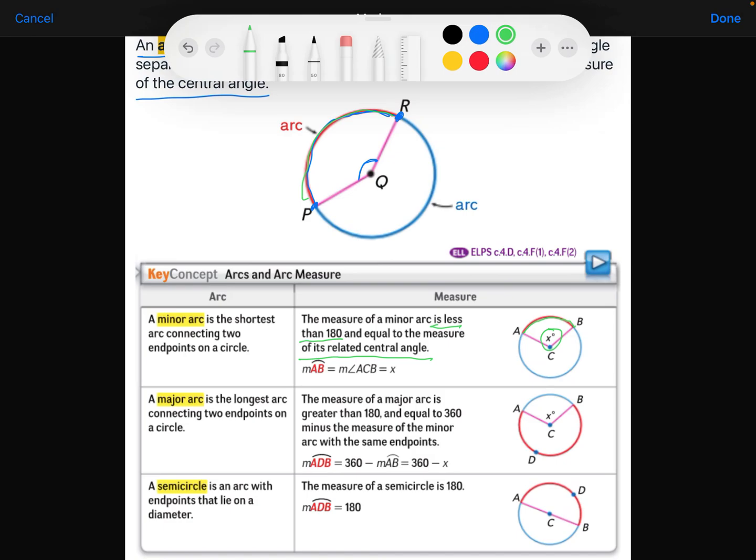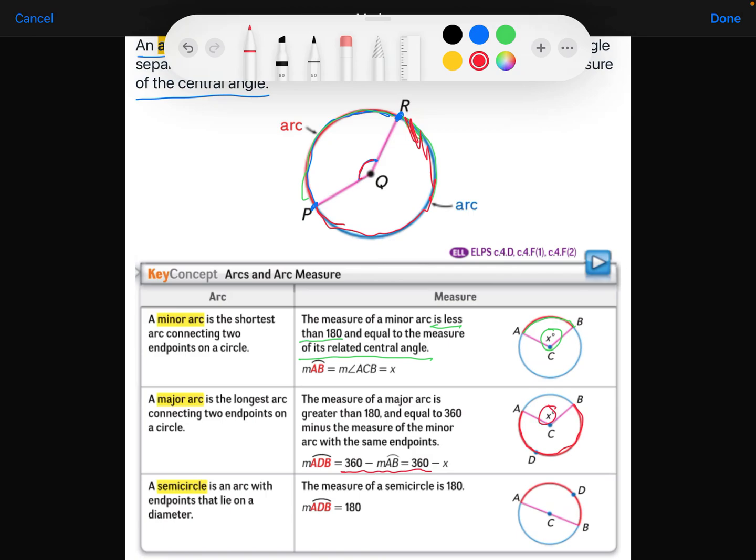A major arc is the other side, the longer side that's left over. So if we look up here, I'll do this part in red. So this arc is the major arc. It's the longest arc connecting two endpoints on a circle. The measure of the major arc is going to be greater than 180, and it's going to be equal to 360 minus whatever the minor arc was. So arc ADB here is going to equal 360 minus the minor arc AB.